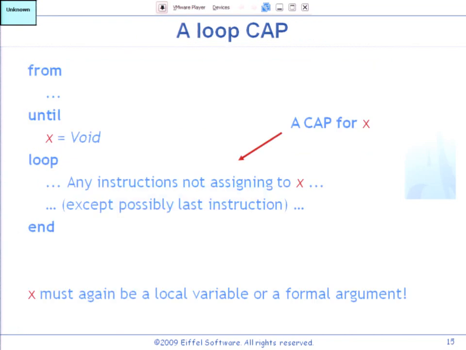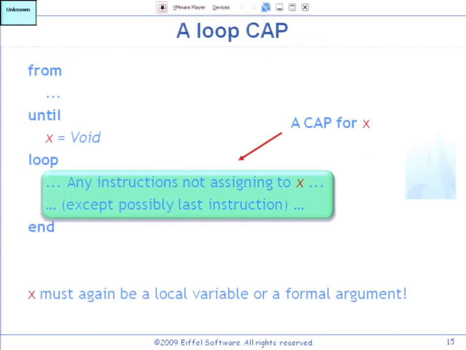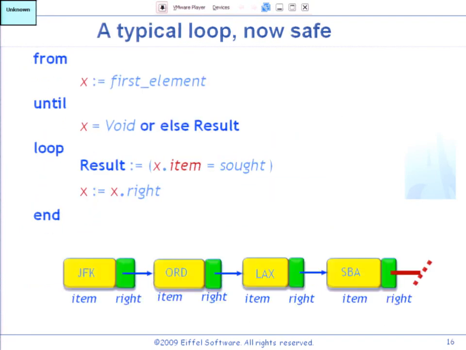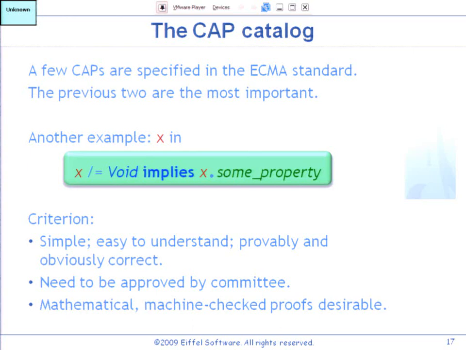So another way is a different CAP, which is basically used for a loop. The until block is an exit condition, and therefore, if x is void on entry, we don't do anything. So if we go into the loop, we know that x was not void, and therefore we can perform calls. Here is another, more complex example for a linked list.